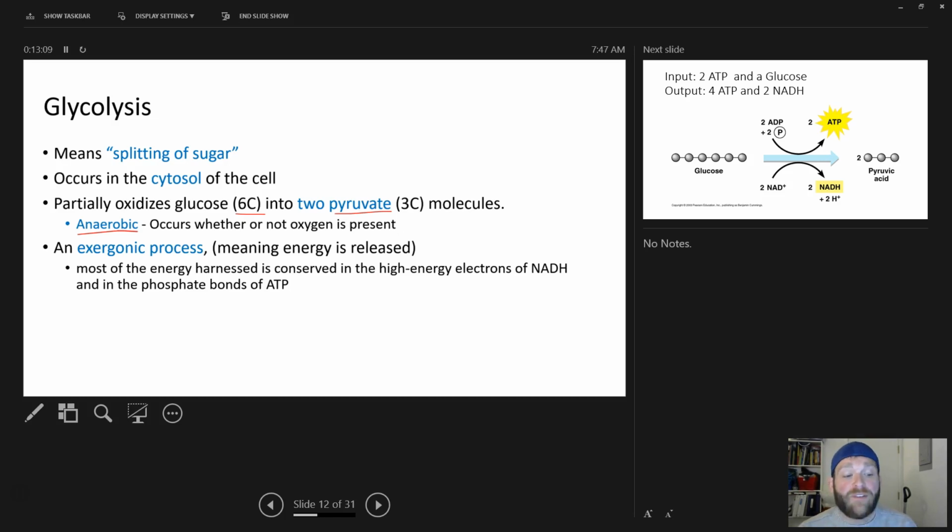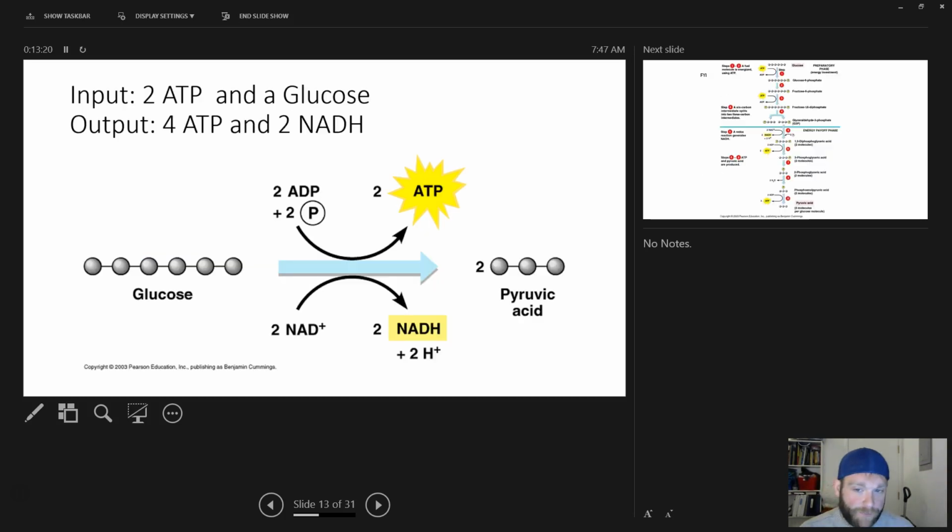We end up taking that energy and converting it to another form, partially by taking our electrons and storing it with NADH, and also by generating some ATP. You actually generate some new ATP molecules from ADP in this process. Okay, so here's a diagrammatic view of the entire process.